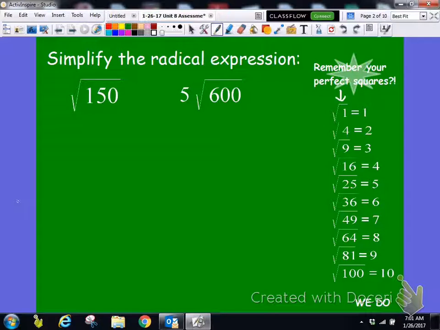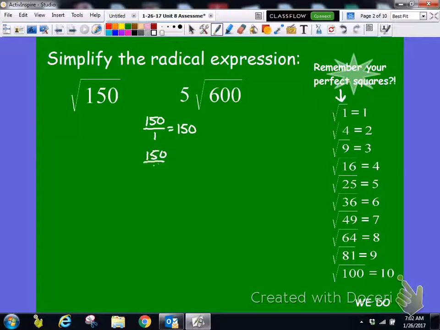So, I'm going to start with this first problem, square root of 150. Alright, so the square root of 150, I want to look over to the right side. And where this arrow is, those are going to be my possible factors. I want to see if any of my perfect squares factor into my 150. So, if I'm using a calculator or if I'm doing it by hand, I'm just going to go down the list. 150 divided by 1 equals 150. Of course, the square root of 1 will work. Now, I want to go to the next one.